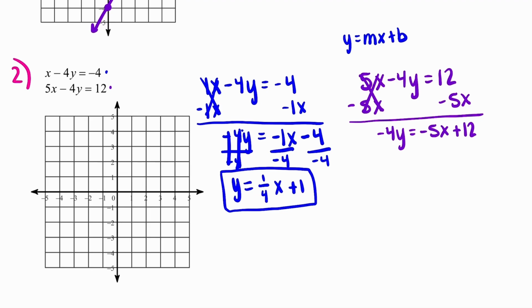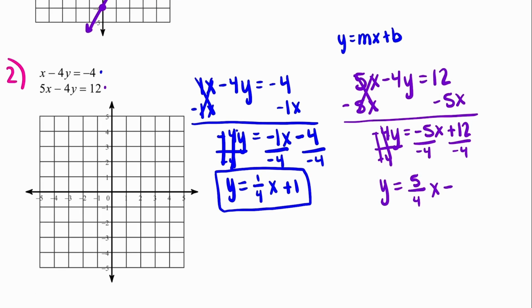Let's get rid of this -4. It's being multiplied, so divide everything by -4. And let's simplify. 2 negatives make a positive, so 5/4 is just 5/4. Remember, you never want the number in front of x to be a decimal because that's not going to help you graph. You want it to be a fraction. 12 divided by -4 is -3.